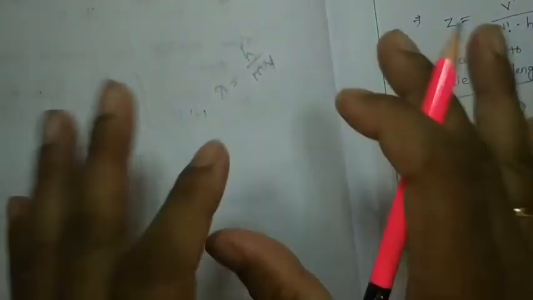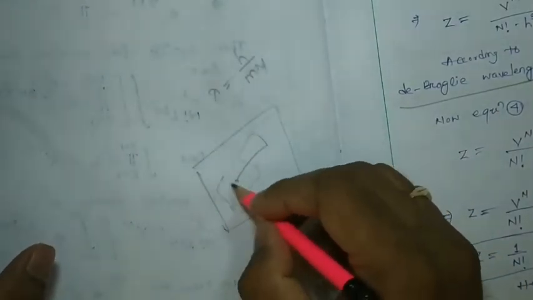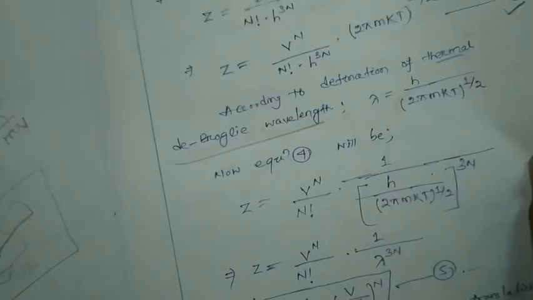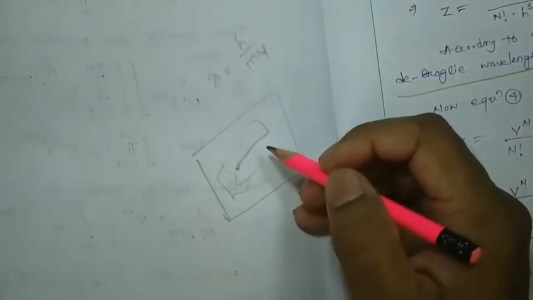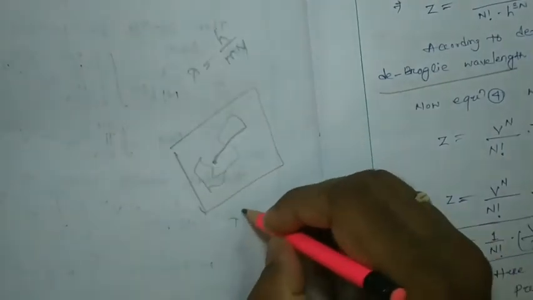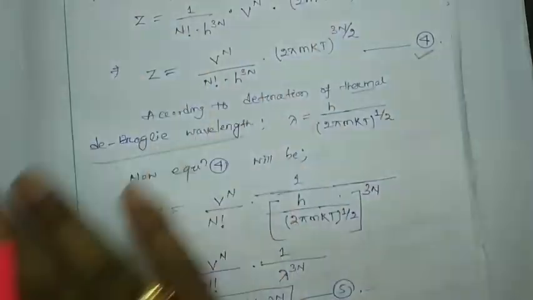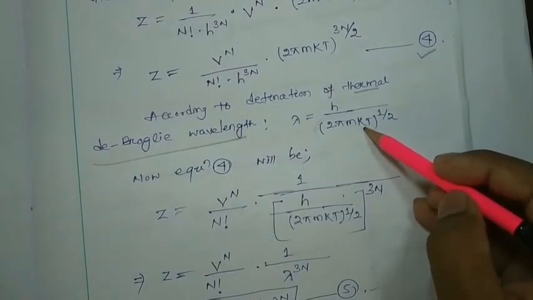Thermal de Broglie wavelength, why is it named so? Because whatever we are discussing in statistical mechanics is referring to thermodynamics, right? So in thermodynamics, suppose a gas molecule is moving. Whenever it is moving, it has a wavelength according to de Broglie. If it is moving with a high speed, then it has momentum, and the de Broglie wavelength will be lambda equal to h by mv. That is called the thermal de Broglie wavelength, as it is linked with thermodynamics. So lambda will be equal to h by 2 pi mkt to the power 1 by 2.